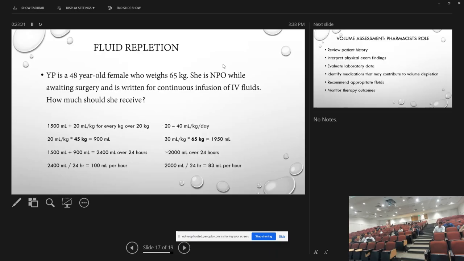If you chose the other route, which I would, because it's simpler: 20 to 40, so I just put 30 in between. 30 mils per kilo times 65 kilos gives you about 2 liters, or just round up to 2 liters. Very similar, right? So 2 liters divided by 24 hours is 83 mils per hour. So 2 calculations that you can use, and they're fairly equal. So I would say anywhere from 83 to 100 mils per hour would be totally fine for this lady.